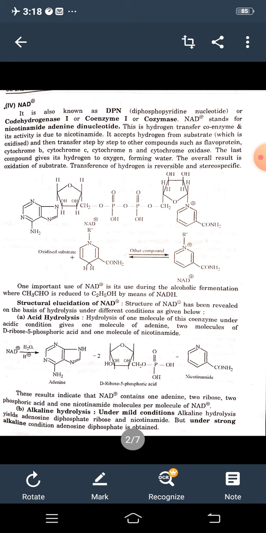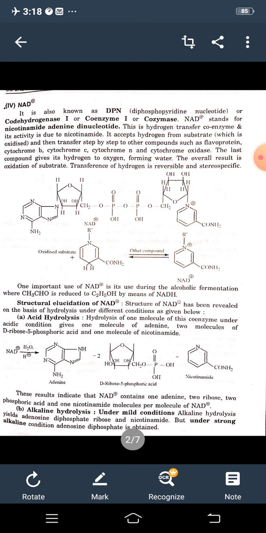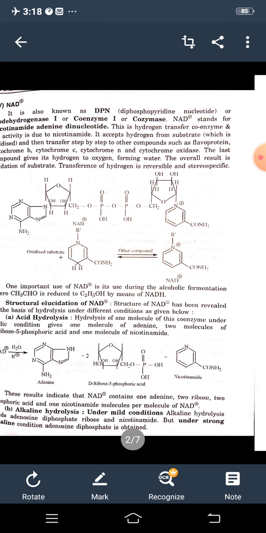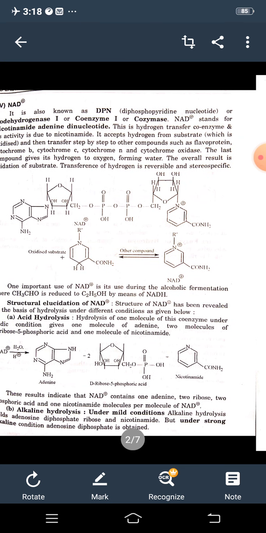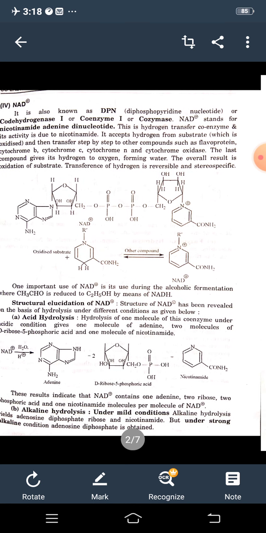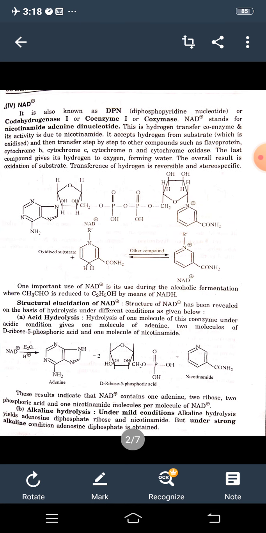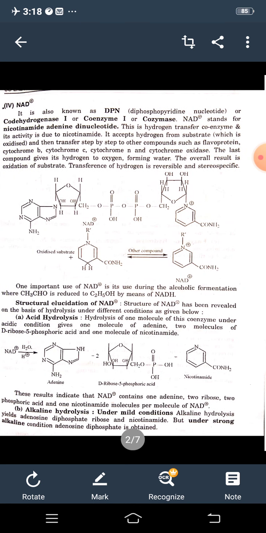Transference of hydrogen is reversible and stereospecific as shown in the following reaction. We can see in this diagram that one important use of NAD+ is its use during alcoholic fermentation, where acetaldehyde is reduced to ethanol by means of NADH. Now we can discuss the structural elucidation of NAD+.